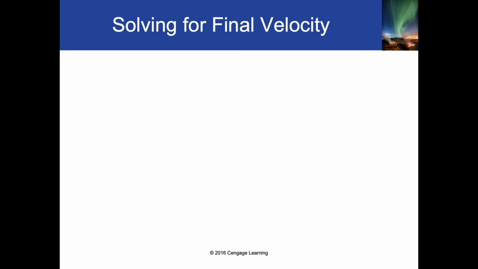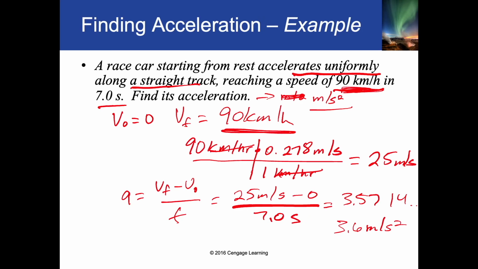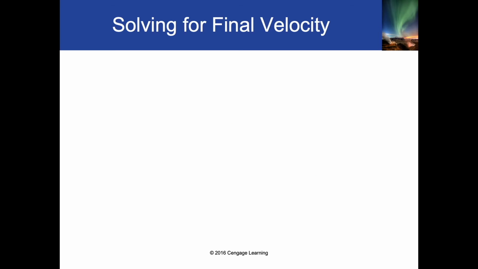So the next thing we have to do, though. Right over here, we solved for acceleration, right? Well, if you have an acceleration, a time, and a starting velocity, you can also solve for what the final velocity is going to be, right? So how do you solve for the final velocity?